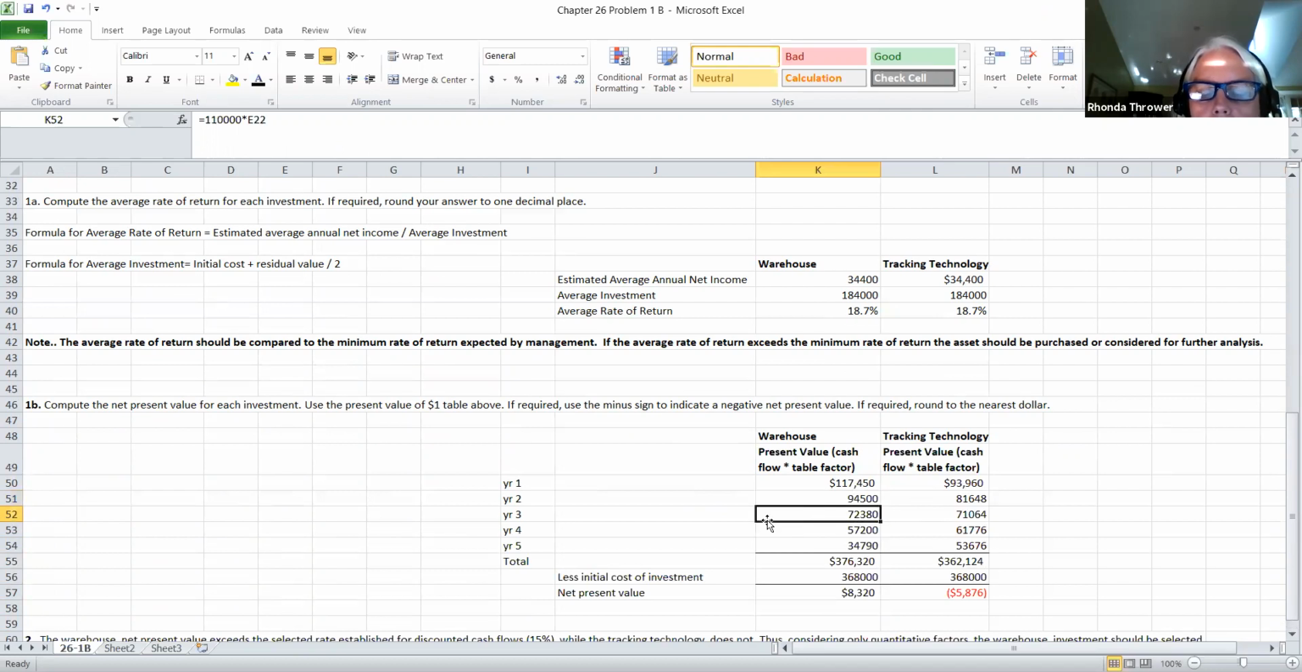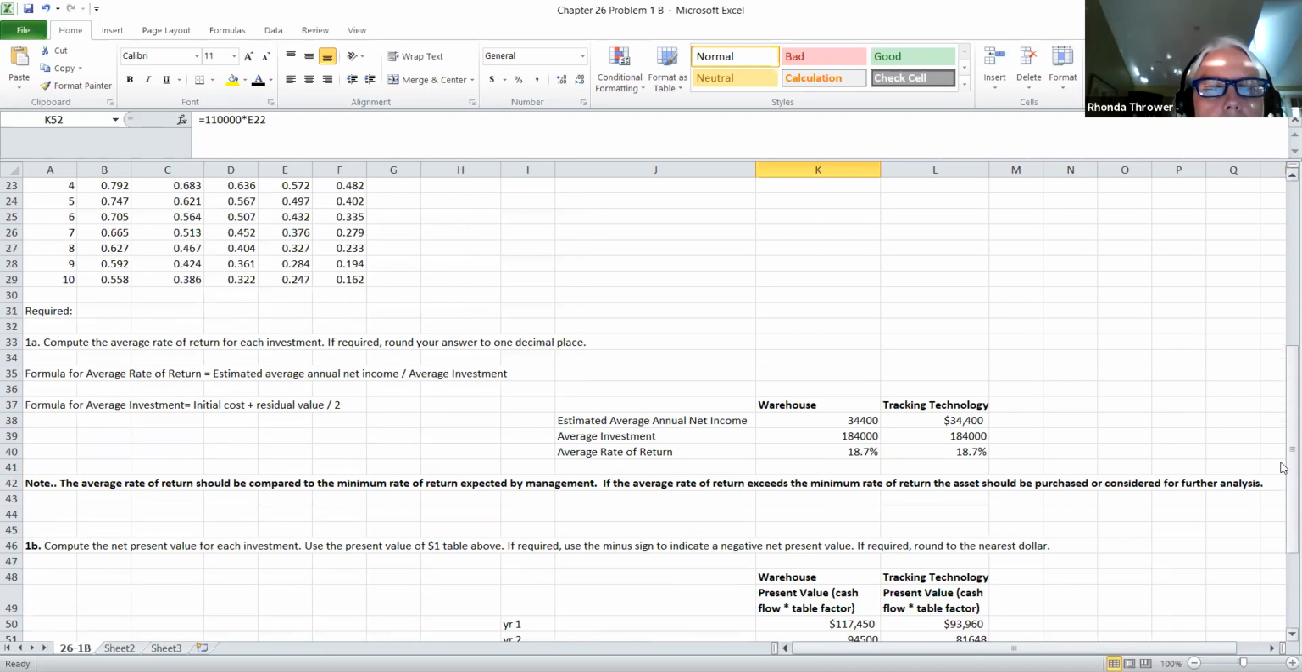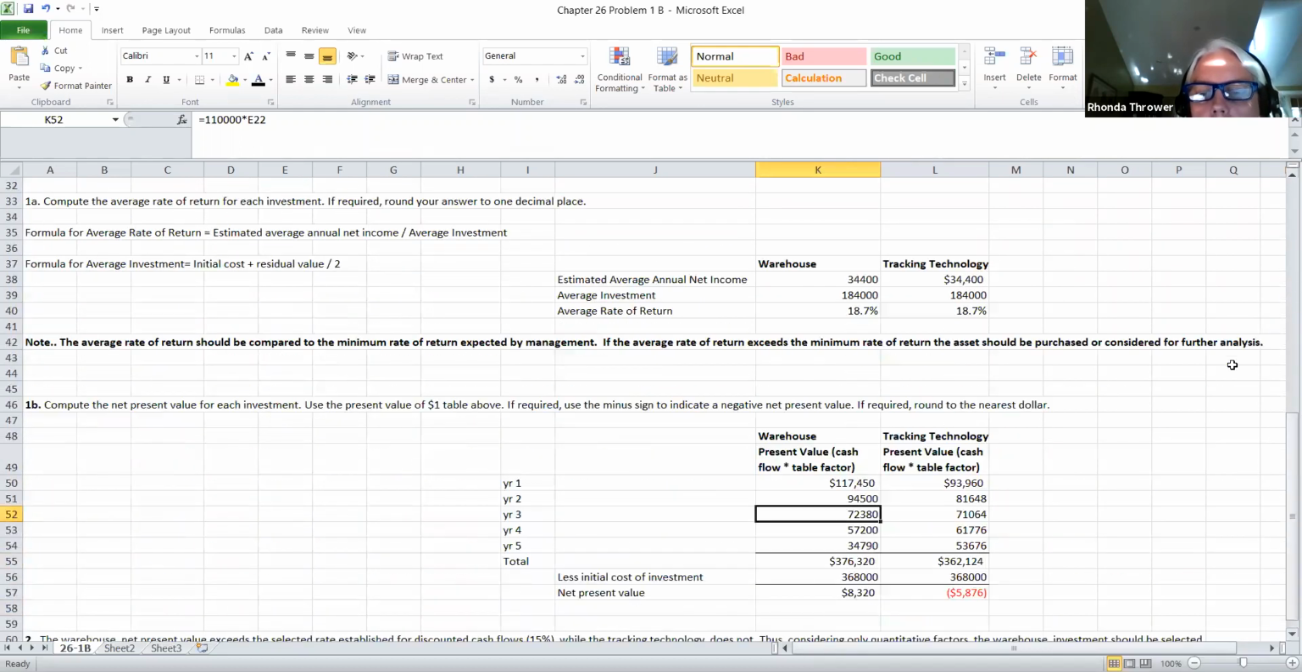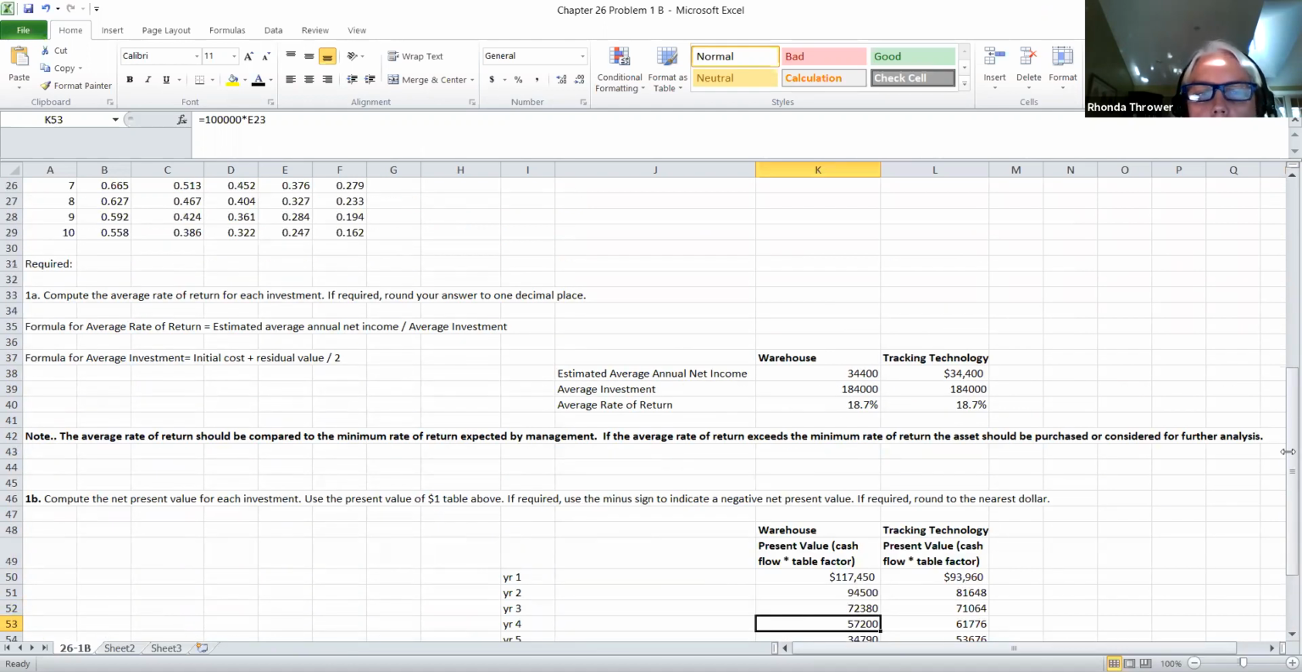And for year 3, you're doing this the similar way. We're just using year 3's cash flow. So year 3, it was 110,000 times the table value amount for year 3, which is 0.658. And that will give you the present value for year 3, which is 72,380.